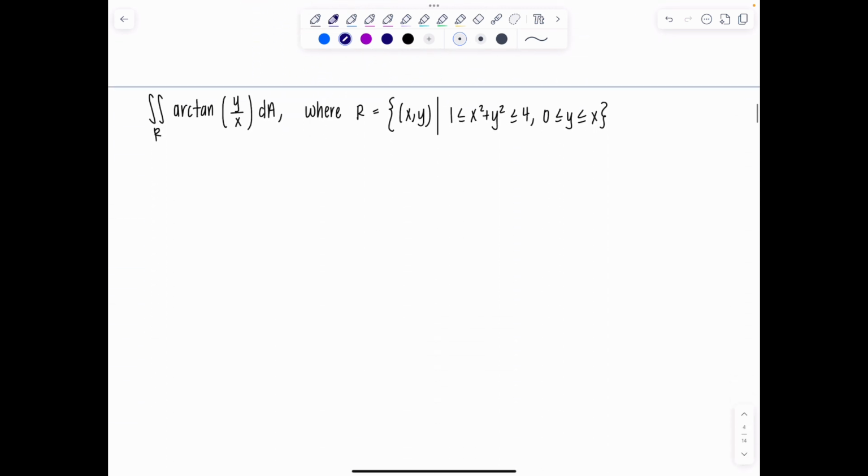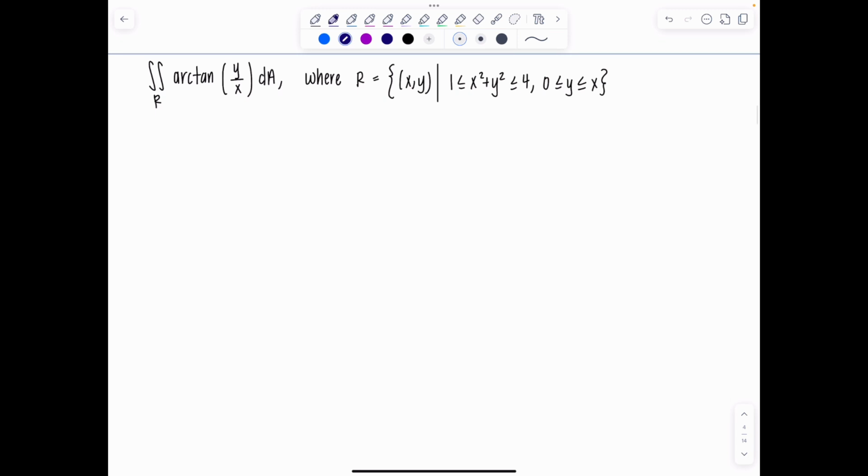You'll be totally fine. Okay, double integral over R of arctan of y over x dA, where R is the region in the xy-plane bounded between 1 and 4, x squared plus y squared is between 1 and 4, and ooh, y is greater than or equal to 0 and less than or equal to x.